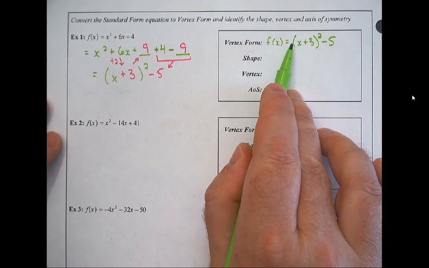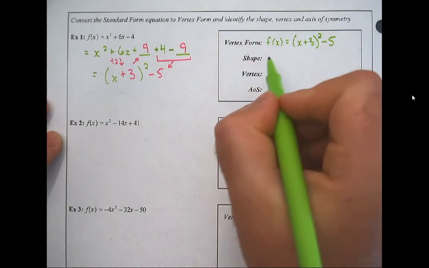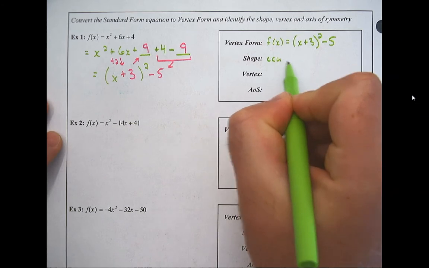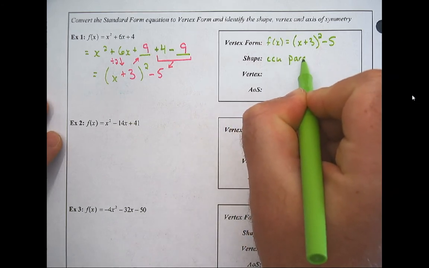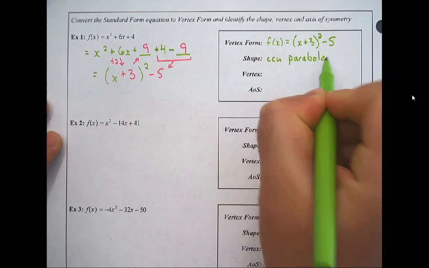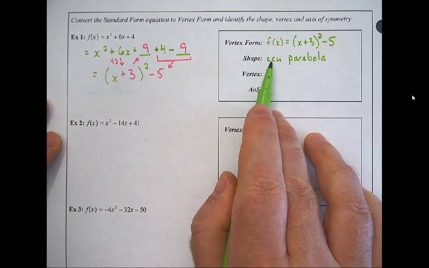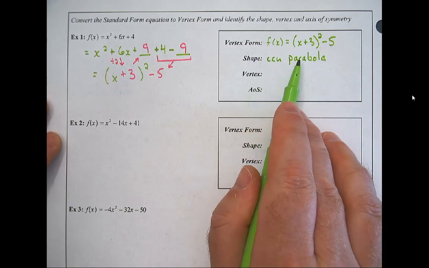Is this a concave up or concave down parabola? Well, what's the value out front? Positive. So this is a concave up parabola. Notice I wrote parabola. You don't have to write concave up if you don't want to. You can just write CCU, but you must write out parabola.